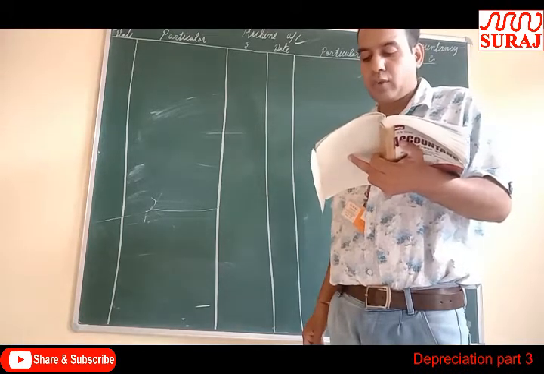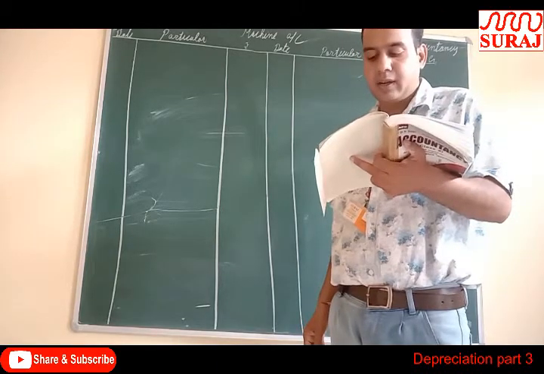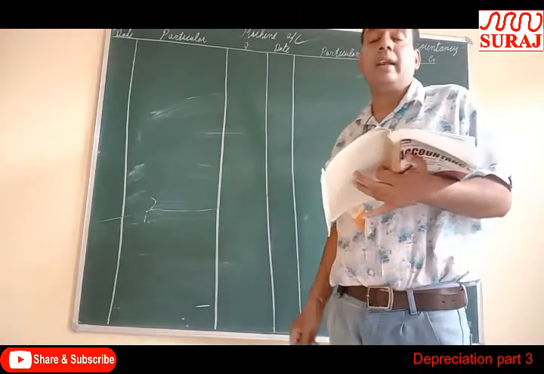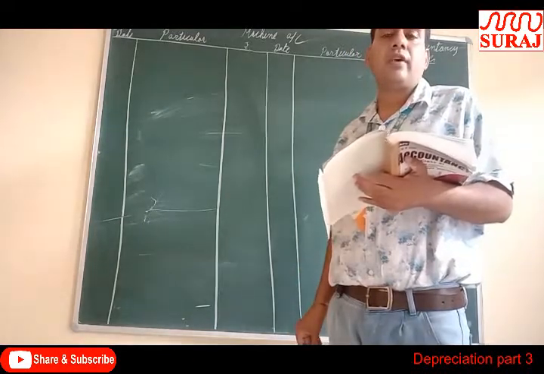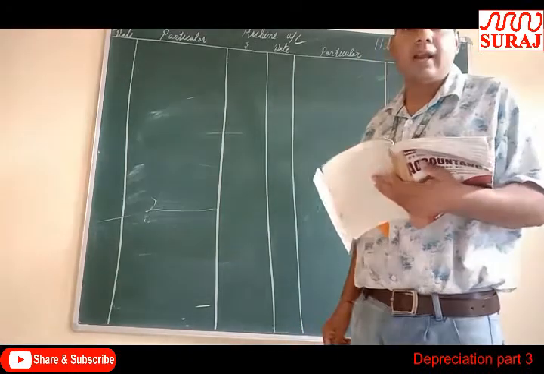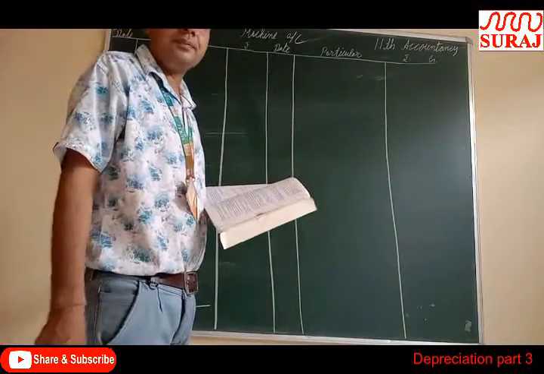Prepare the machine account for the first 3 calendar years after charging depreciation by the straight line method. Dear students, calendar year means the end of the year is at 31st December, so you will remember that your year will end on 31st December.